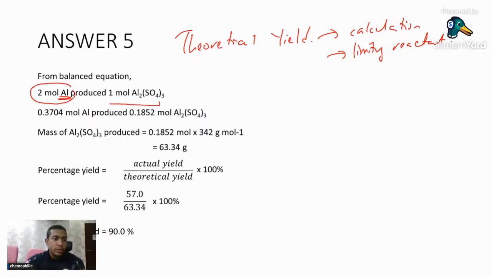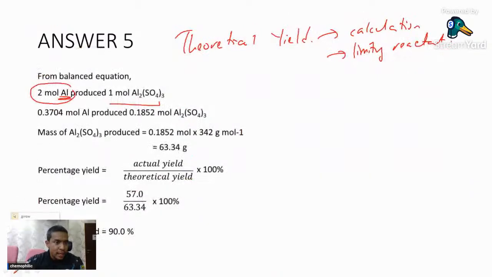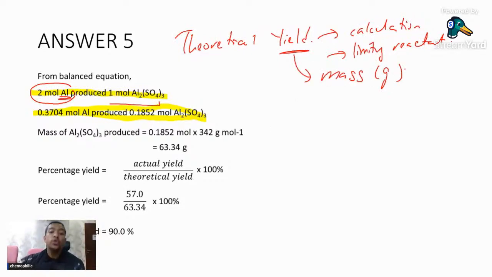So from the balance equation just now, nampak dekat sini, in this balance equation, 2 to 1. So that's why you can see from the balance equation, 2 mole of Al produce 1 mole of Al2(SO4)3. So kalau tadi 0.374, dapatlah ini. Okay, so one more thing you guys have to know, when we talk about yield, yield tu usually dalam bentuk masses. So in the unit of gram, usually. Okay, so that's why I have to find mass. Mole dah dapat, which is 0.1852 times with the molar mass. So you dapatlah 63.34 gram.